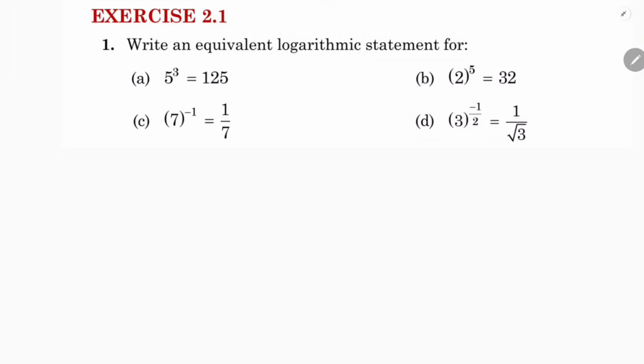Mathematics grade 9 at advanced level. It's an optional second chapter. In this video I'll explain the second chapter. It's exercise 2.1, first problem.